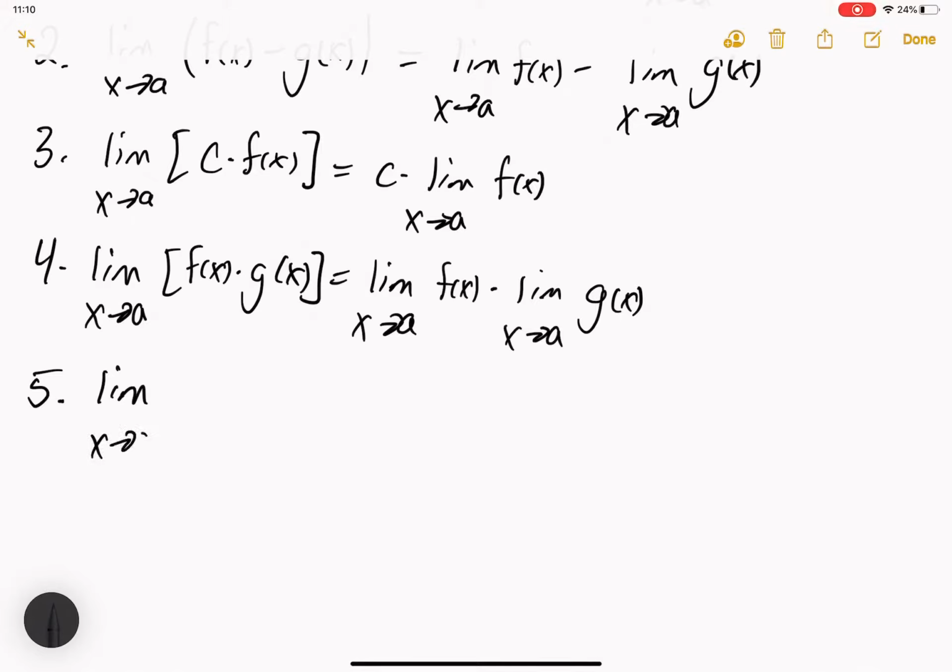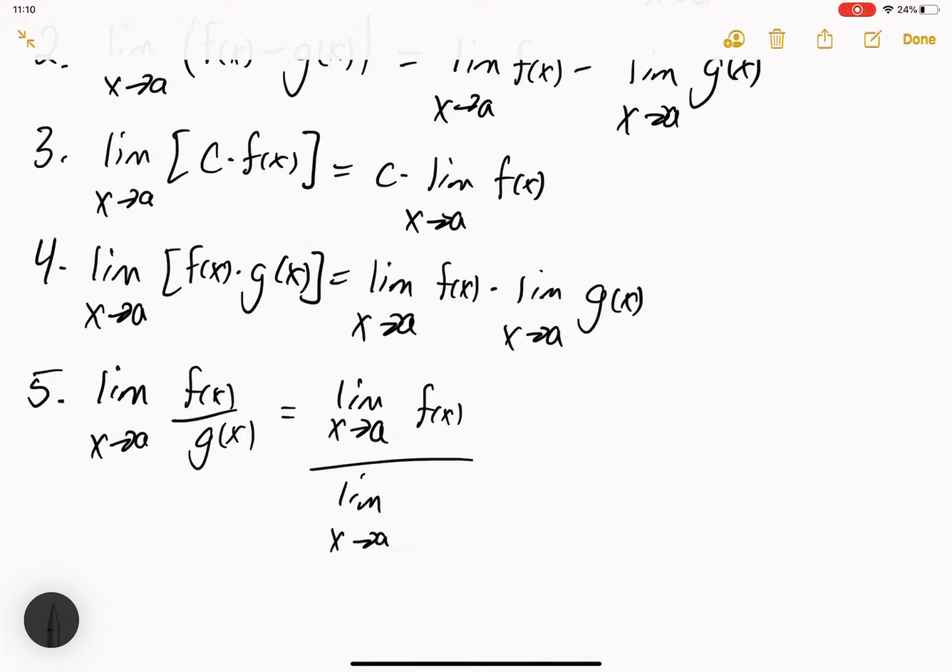So the limit as x goes to a of f of x divided by g of x, as you can guess, is going to be the limit as x goes to a of f of x divided by the limit as x goes to a of g of x. You should note that this is only true if the bottom piece isn't 0, otherwise it's ill-defined. So we say this holds if the limit as x goes to a of g of x does not equal 0. If it's equal to anything else, then it's fine.